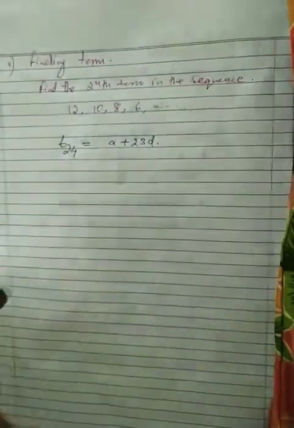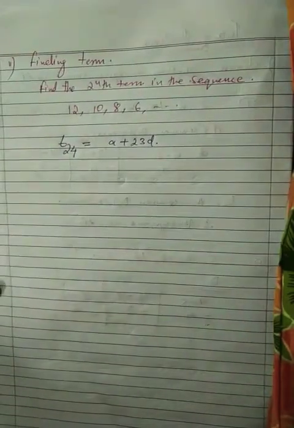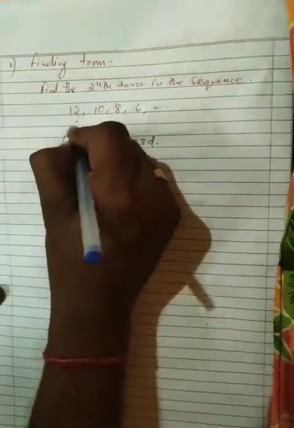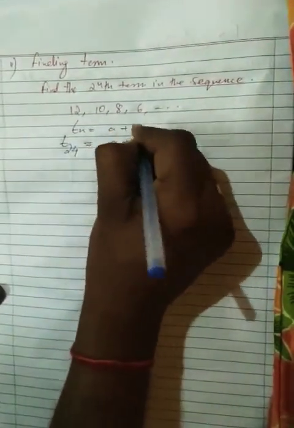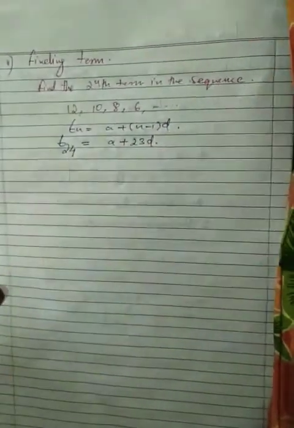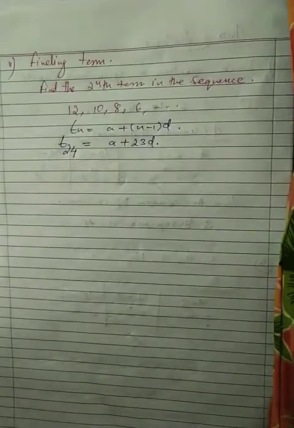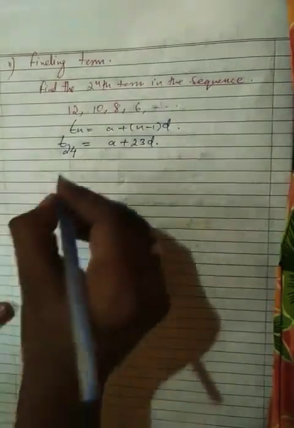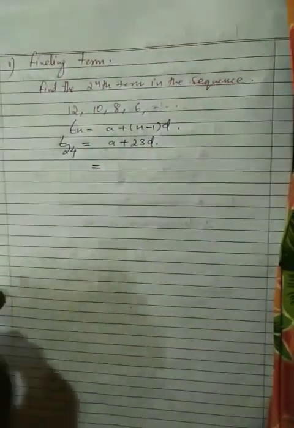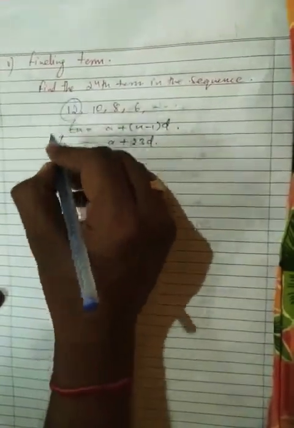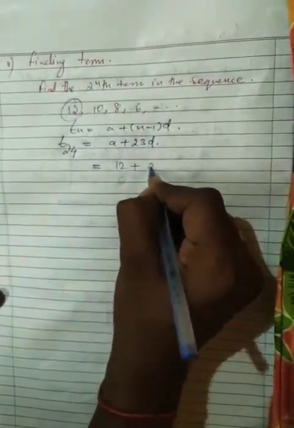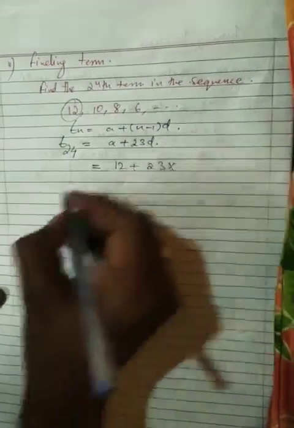You know the formula was what? A plus n minus 1 into D. n is given as 24, so 24 minus 1 is 23D. So we have to calculate A plus 23D. We have to substitute the values of A and D. A, the first term, is how much? 12. So 12 plus 23 into D. What is D? Calculate D.